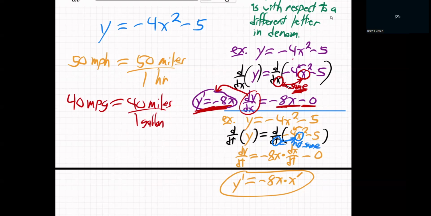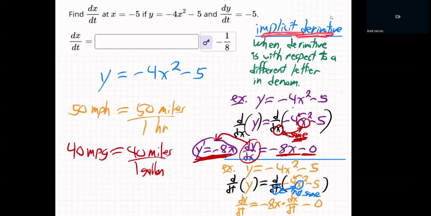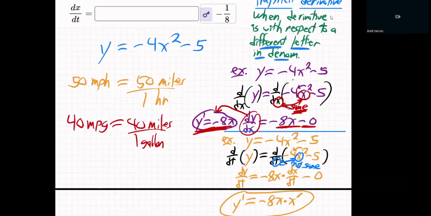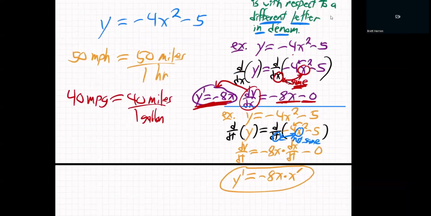Now we're doing the derivative of this right side, minus 4x squared minus 5, with respect to time, which is not the same letter. That's when you've got to do it implicitly. You do that when you're taking a derivative with respect to a different letter in the denominator. See how t here is a different letter than x, whereas on this one, x and x were the same. So how do you do it?